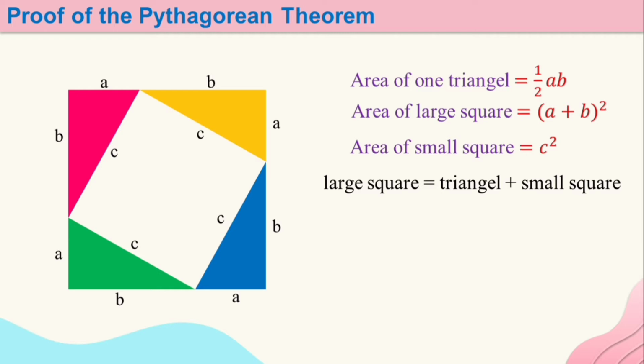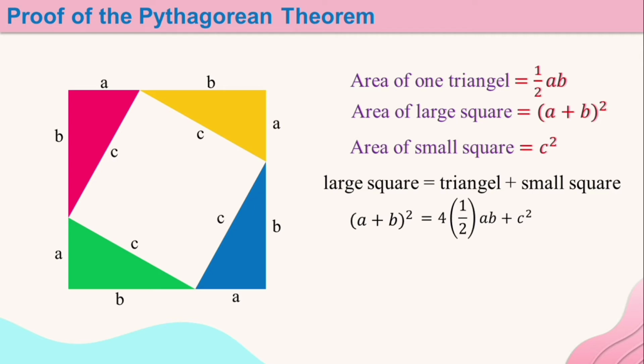The area of the larger square is equal to A plus B in brackets squared as we just said, but it is also equal to the area of the small square plus the area of all the triangles, since the shapes comprise the larger square. So we can make an equation that states the following: A plus B in brackets squared, the area of the big square, is equal to 4 times 1/2 AB, which is 4 times the area of one triangle.